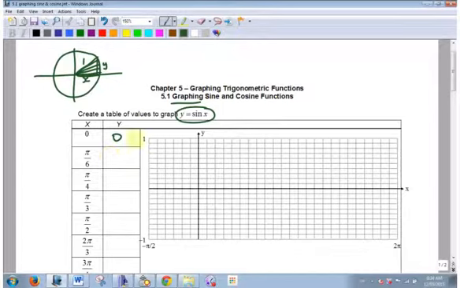Pi over 6. We should know that. And some of you did a few days ago. Pi over 6 is the same as 30 degrees. What's the sine of 30 degrees? 1/2, good. What's sine of pi over 4?